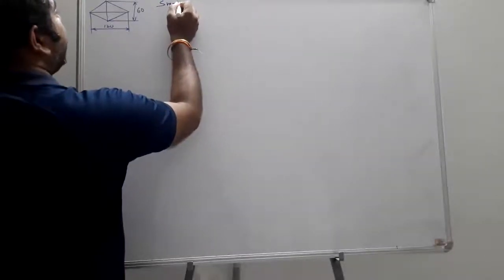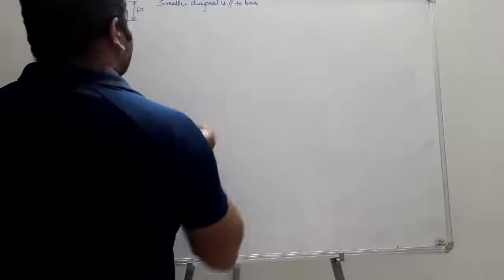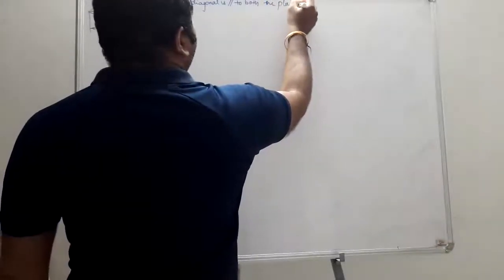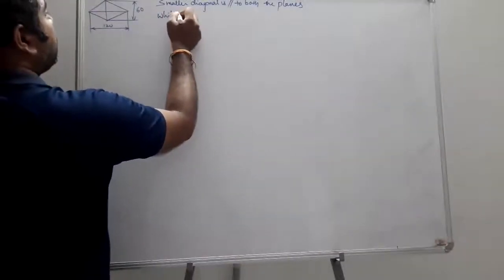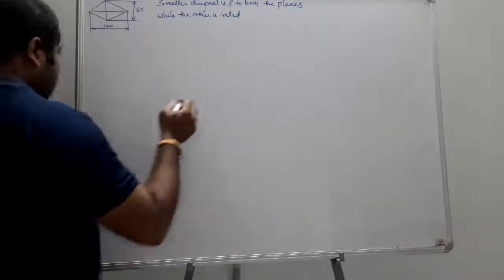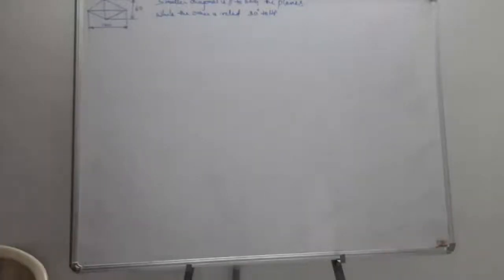The smaller diagonal is parallel to both the planes, while the other is inclined. Do you understand this, students?